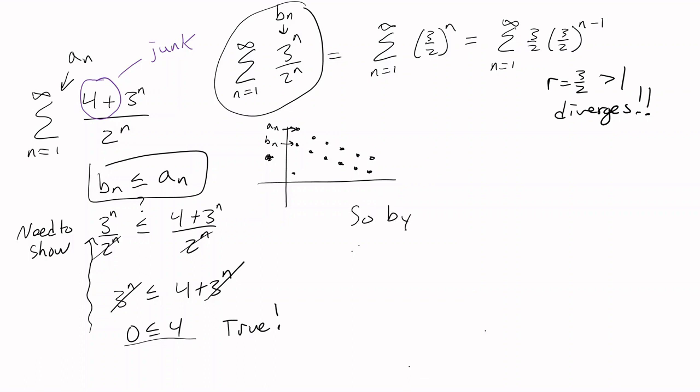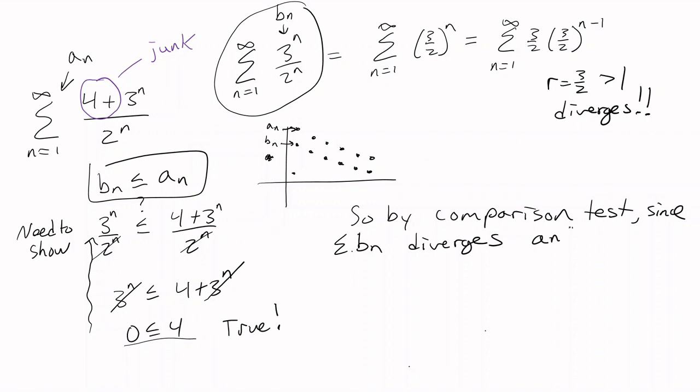So by the comparison test, since we just showed the sum of B sub n diverges, and we showed that our B sub n is smaller than our original A sub n, then this series also diverges. And we're done.